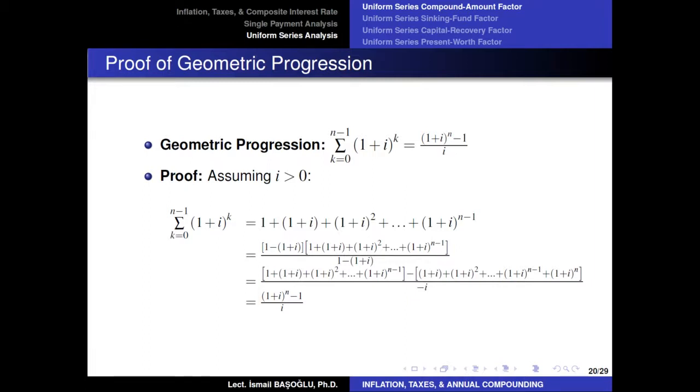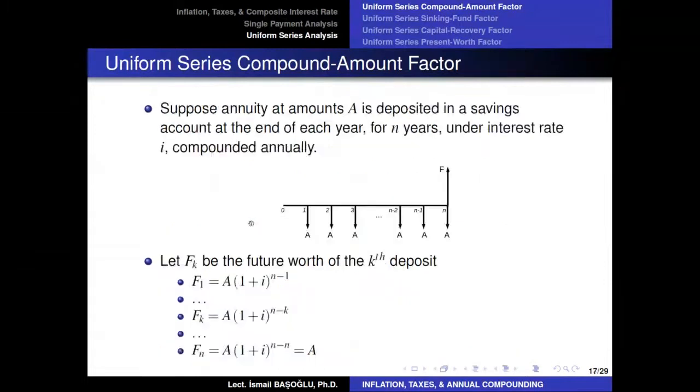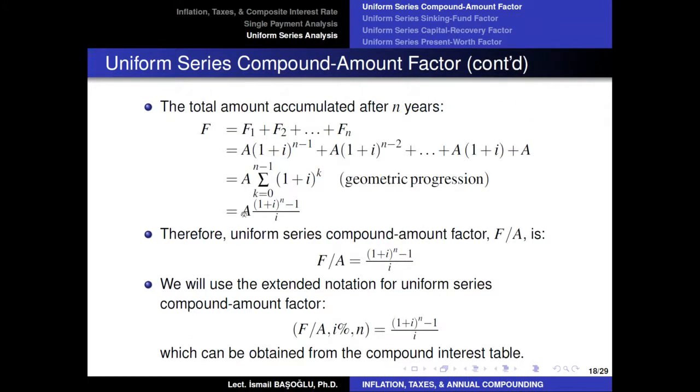So this is how this geometric progression is simplified as ((1 + i)^n − 1) / i. Now, if we go back two slides, you see that if we have equal sized annual payments made at the end of each year for n years, under an interest rate of i% per year compounding annually, the future value accumulated by these annual payments would be calculated as the size of a single installment times ((1 + i)^n − 1) / i.